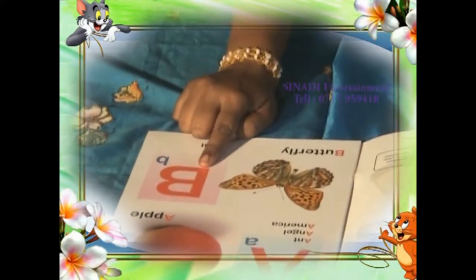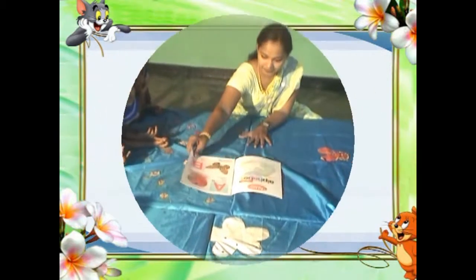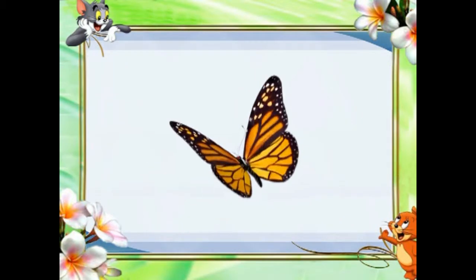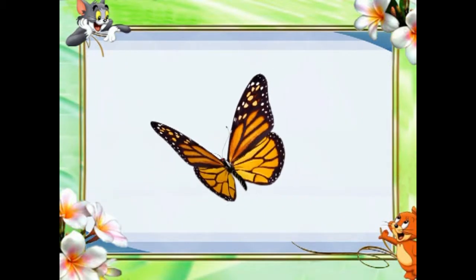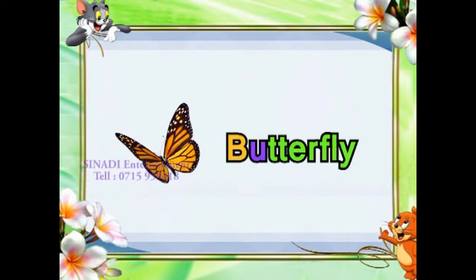B for butterfly. Butterfly kiyanne kawda? Butterfly. B U T T E R F L Y. Butterfly.